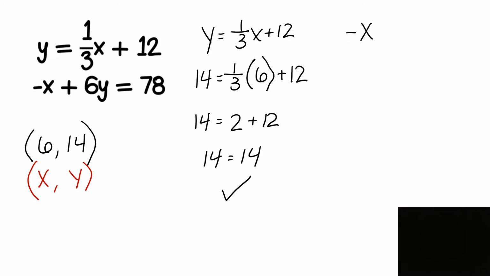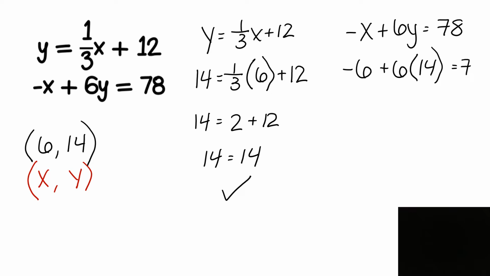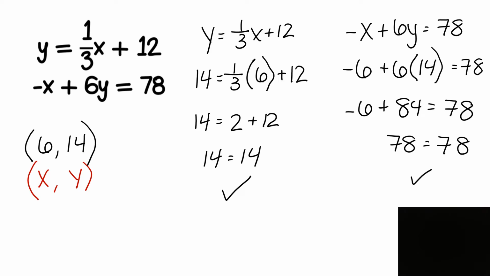Testing it with the second equation, negative x plus 6y equals 78. Again, plugging in the x value, negative 6 plus 6 times my y value 14 equals 78. We then multiply 6 times the value 14 to get an answer of 84. So that's negative 6 plus 84, which gives us an answer of 78. Again, both sides match, so that is our correct answer. We're going to follow the maze down.